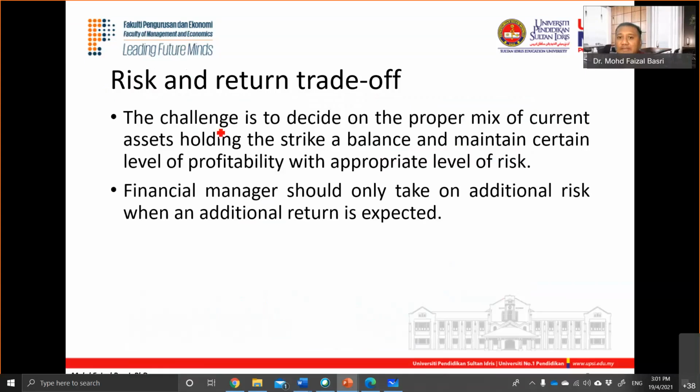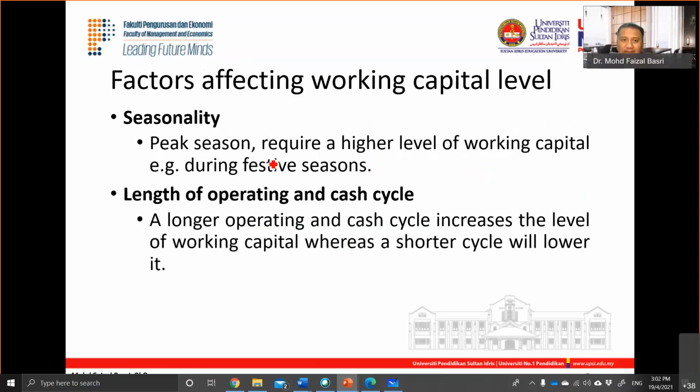Okay, so the challenge is to decide lah, to mix between current assets and also the investment in higher level of profitability. Okay, because obviously it will involve a higher risk. So therefore, as a financial manager, if somehow in future you end up in this position, you need to remember you will only take additional risks if you forecast that you can get additional returns, or else you don't take risks. Right. So yang lain ni, I think I'm gonna leave it to you to read on your own.